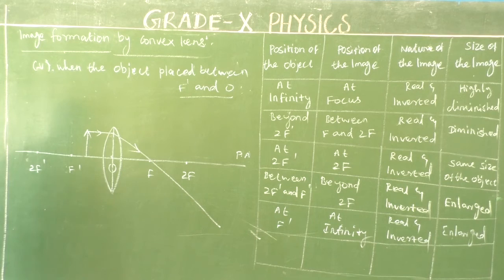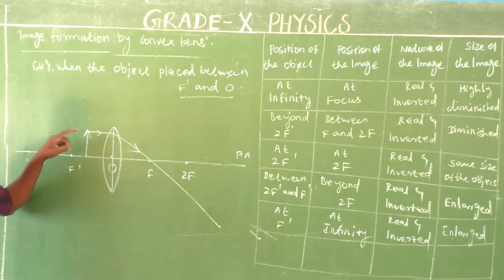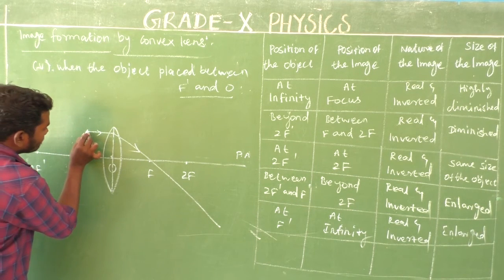Is it clear? Next, consider the second ray. The second ray comes from the top of the object, then it passes through the optical center O, like this. Look here.